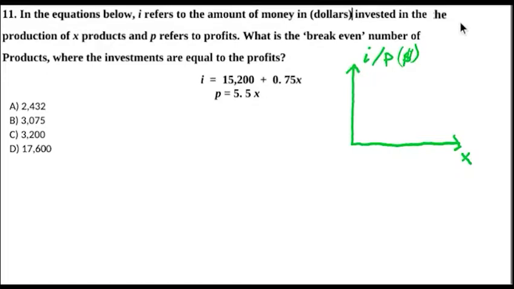Alright, so we know that if we just sketch them out, we know that P is 5.5x, and then I will start over here on the other axis pretty high at 15,000 and increase at a rate of 0.75. Okay, so they're going to cross over at a certain point, and we need to find out that crossover amount for the products. So it's very straightforward, as P is equal to I when it's break even.